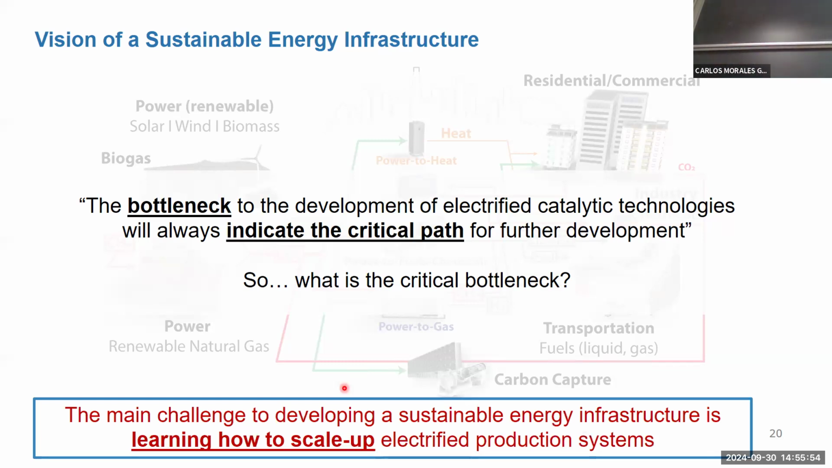The main challenge that we see in developing a sustainable energy infrastructure is learning how to scale up electrified production systems. I don't know how familiar you are with fuel cell technology. There are many groups that work in fuel cells, and what they do is test catalysts in the lab at small scale, publish papers, and move to the next paper, the next material. But how many of those catalysts actually make it into a device is very limited.